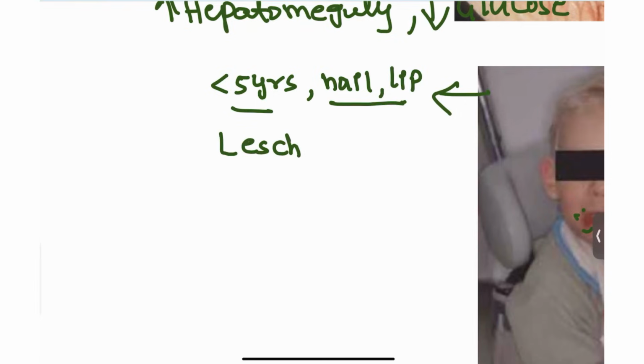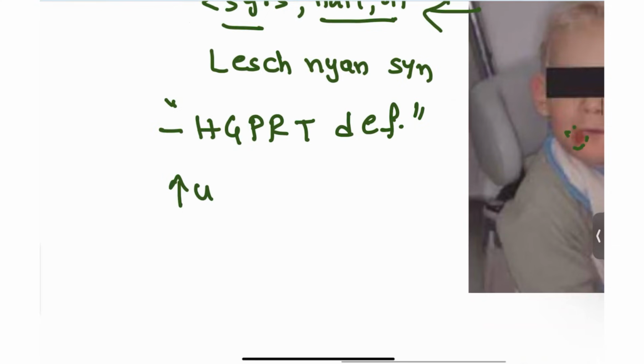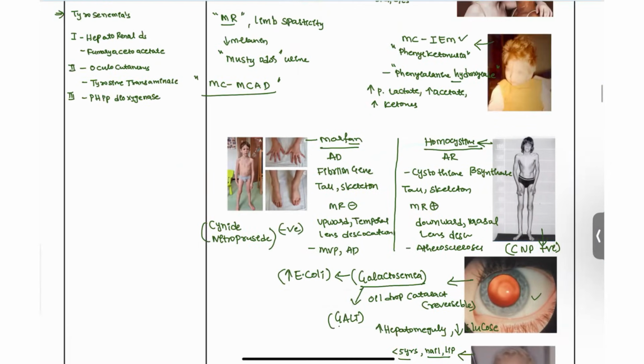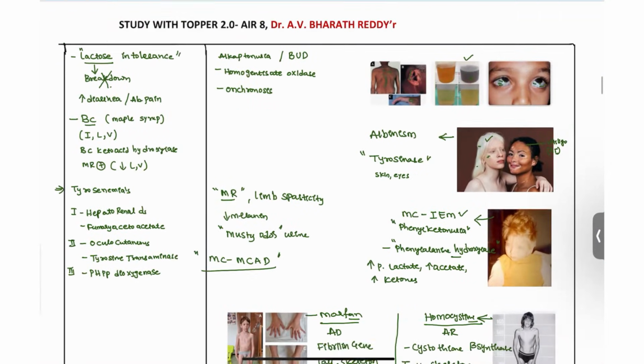This condition is known as Lesch-Nyhan syndrome. Okay, associated with HGPRT deficiency. Increased uric acid due to purine metabolism dysfunction can cause mental retardation, gout, and also self-mutilation kind of behavior in this patient. Okay, these are some of the important things that you have to know in inborn errors of metabolism.